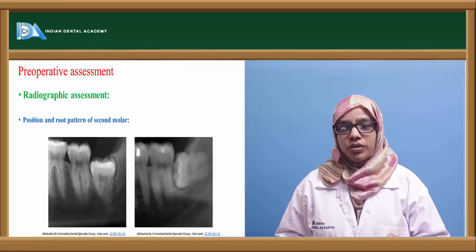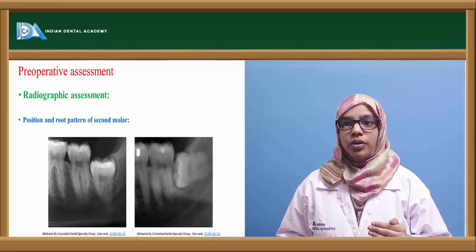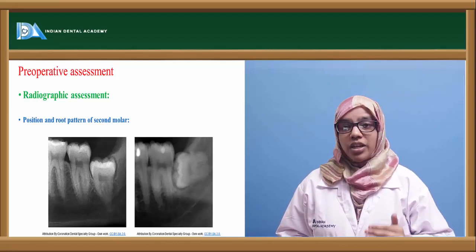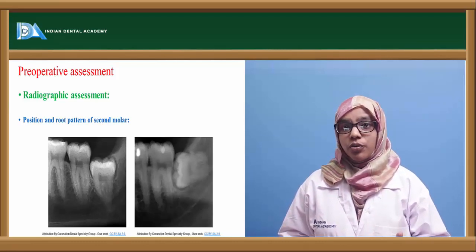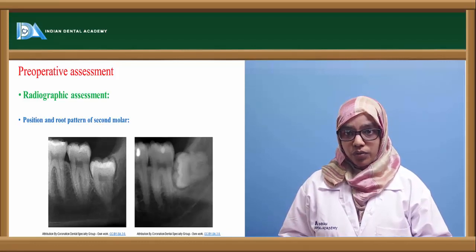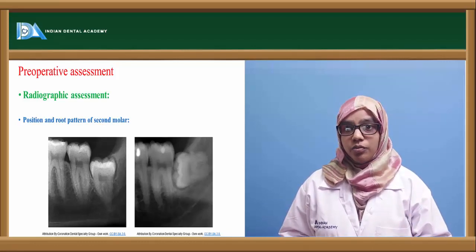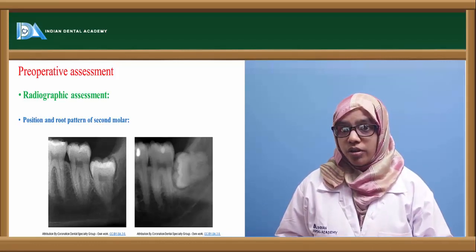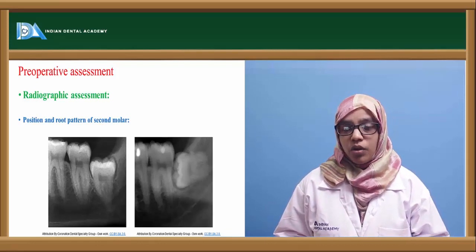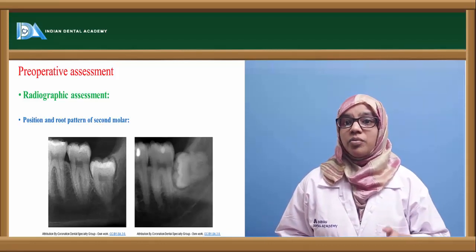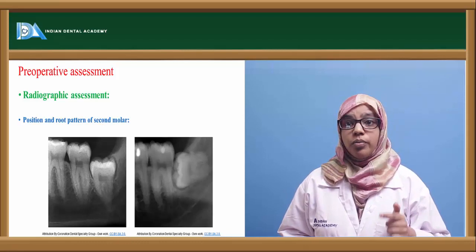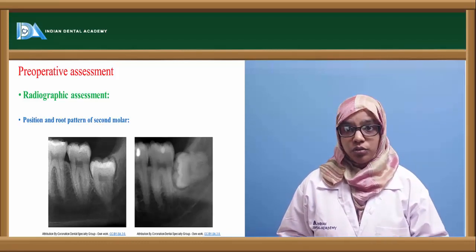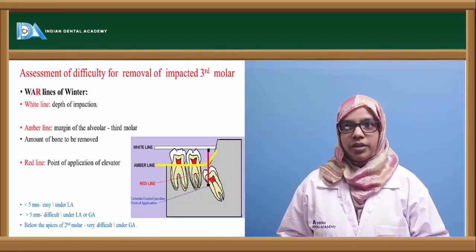We should also see the position of the second molar when you are assessing the radiograph. What happens is that the second molar, if the roots are conical or fused, when you're trying to elevate the third molar, you might elevate the second molar if you're using the tooth as a fulcrum. Always keep in mind, as I mentioned in my earlier lecture on extraction, the bone should be used as a fulcrum, never a tooth.